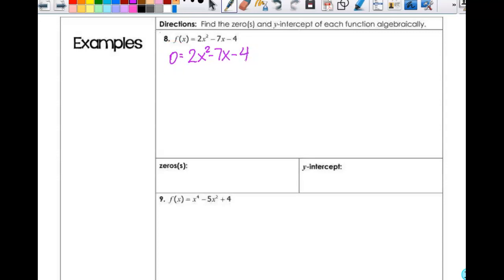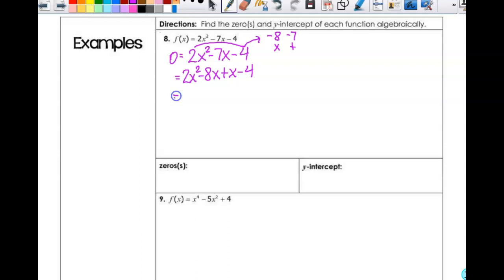So in order to solve that, I have to do what? Factoring. And I don't have a GCF, unfortunately. And I'm going to do grouping because nobody could tell me how else they had learned it, so that's what we're going to do. So 2 times negative 4 is a negative 8. I need numbers that multiply to give me negative 8 and add to give me negative 7. What are my numbers? Negative 8 and positive 1. So I get 2x squared minus 8x plus x minus 4.